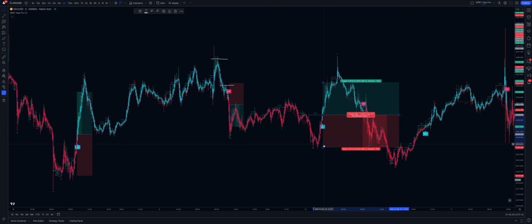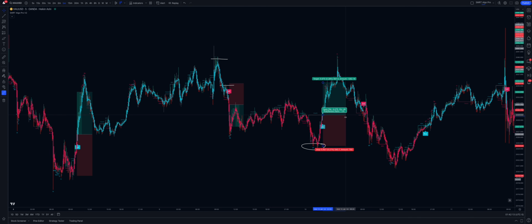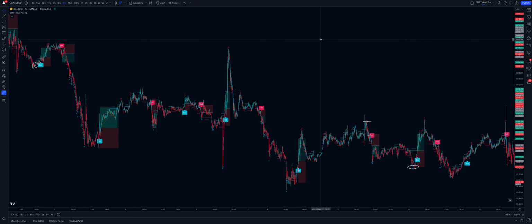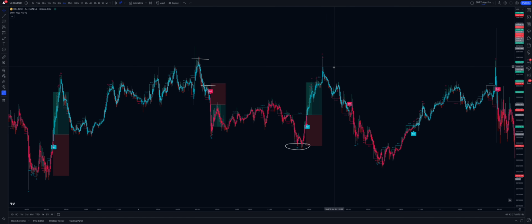Buy trade here. And around the lows here for the stop loss, and then 1-to-1 risk reward. Boom, it hit. So you can see how accurate this strategy is, and you're going to get a lot of trades, guys, on the 5-minute time frame. Remember to use Heiken Ashi candlesticks with the Smart Algo Pro V2. It works best with Heiken Ashi.